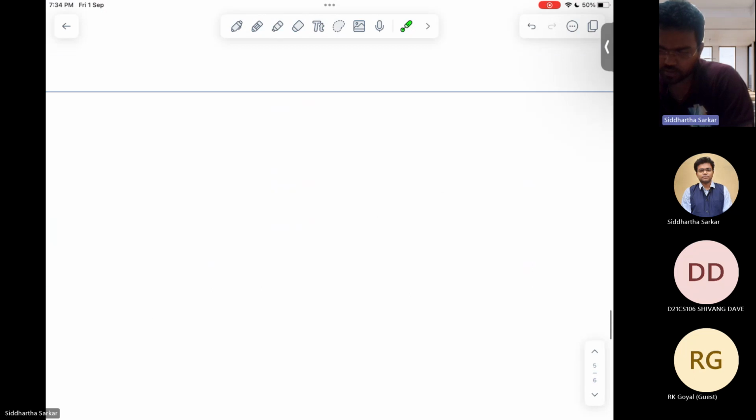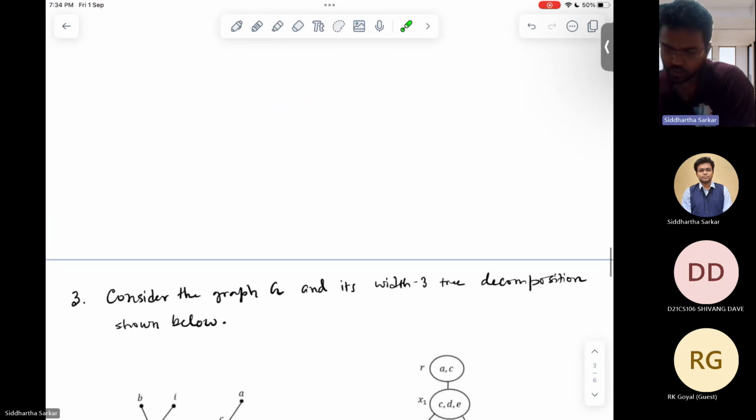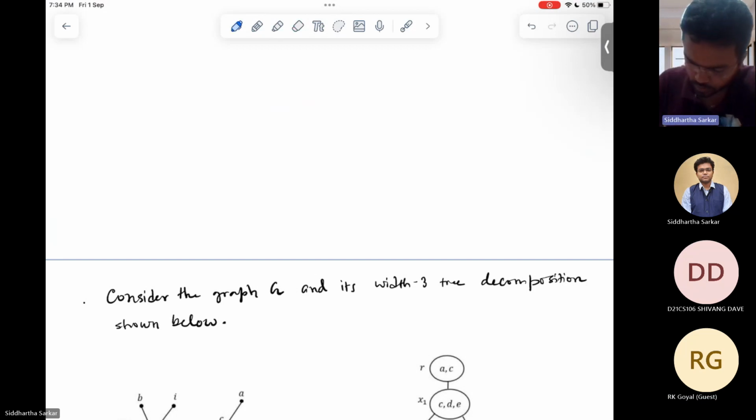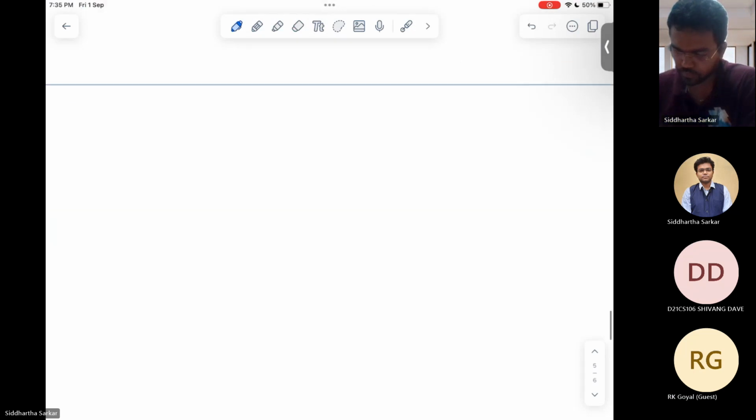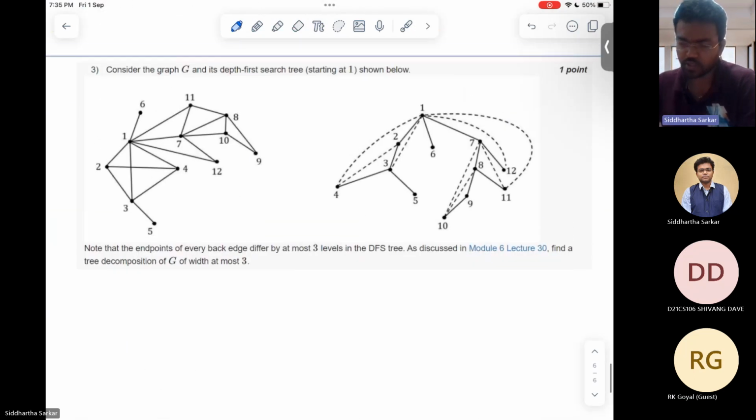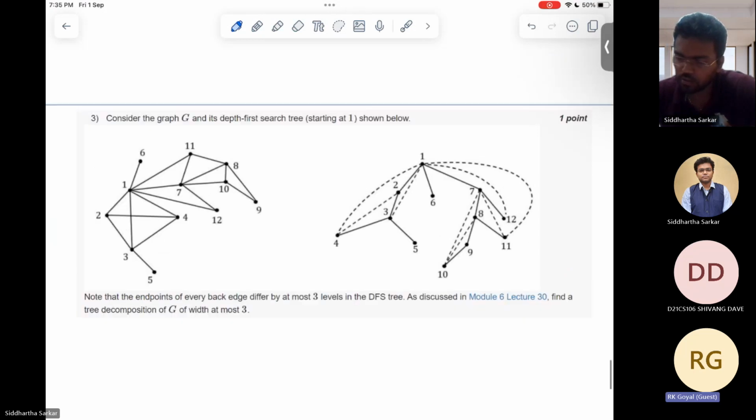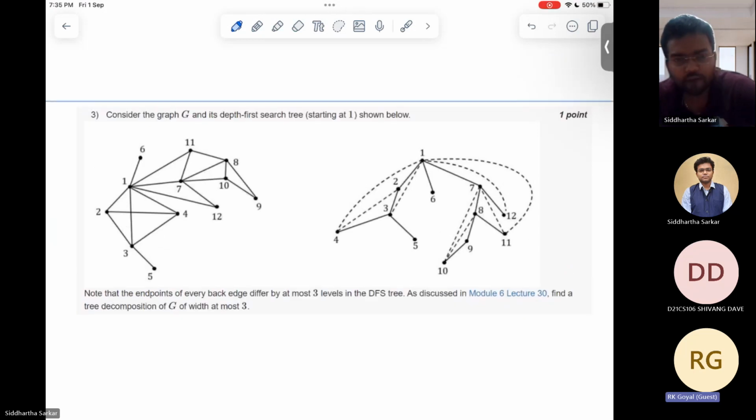Okay, so that one was not three. So this is question 2. Since you asked how to find a nice tree decomposition, let's look at the third question before looking at the second question. So this is relating to that. I'll let you read the question for a minute.